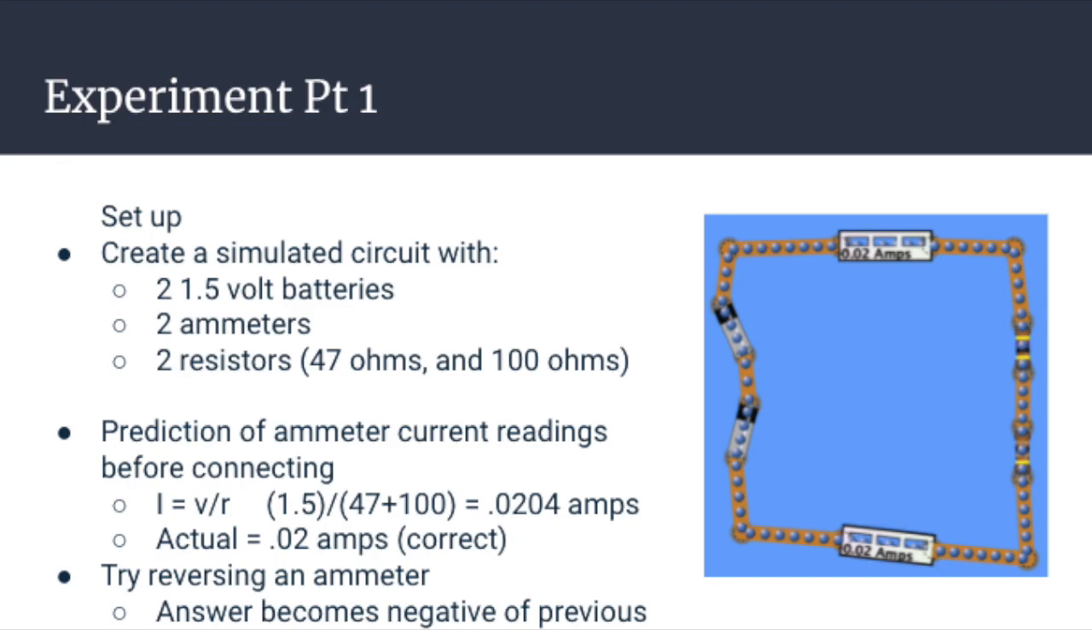For this circuit, we know V is equal to 1.5 times 2, which is 3, and the resistance equals the sum of the resistance of the two resistors, which is 147 ohms. 3 divided by 147 is 0.0204 amps. When the circuit is completed and the ammeters read values, they show 0.02 amps, which is the same as what we predicted. You can also try reversing one of the ammeters and seeing that the number shown is now the negative of what is previously shown because of this new orientation.